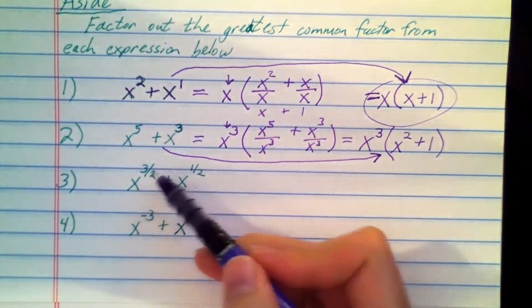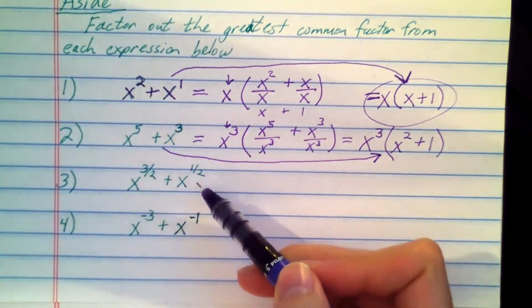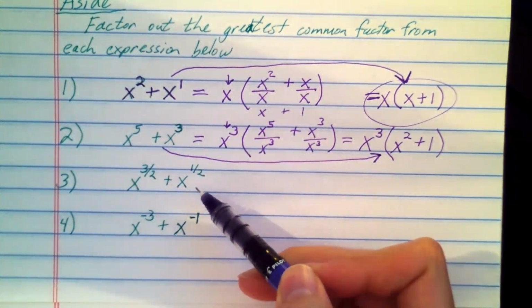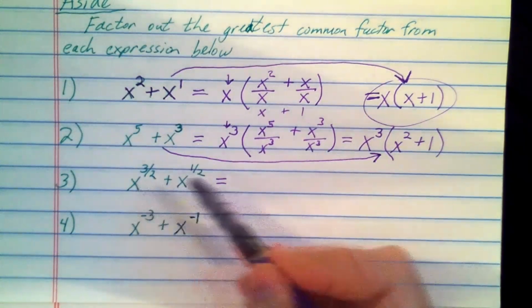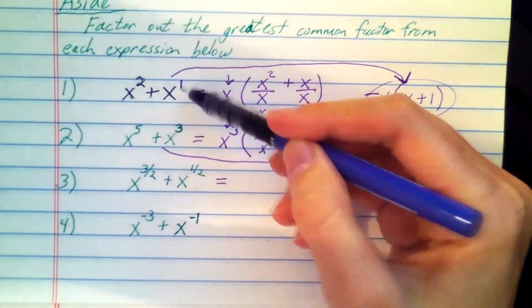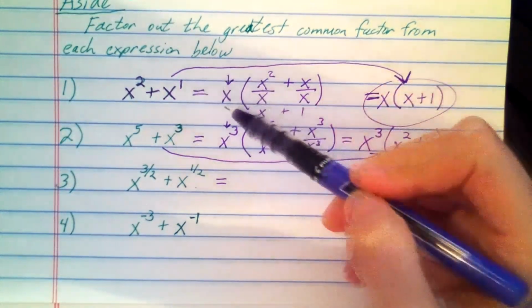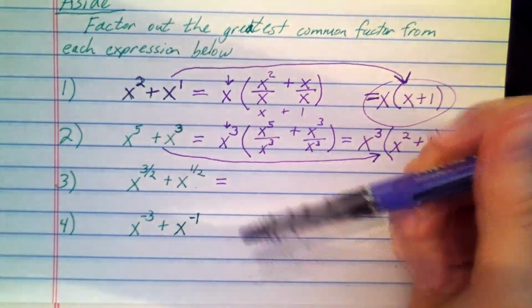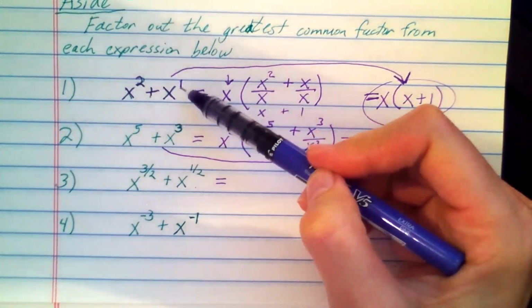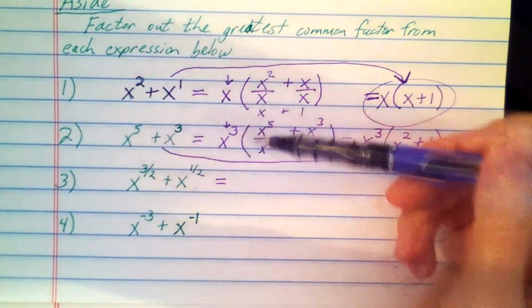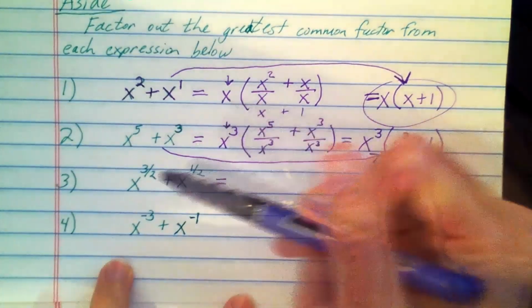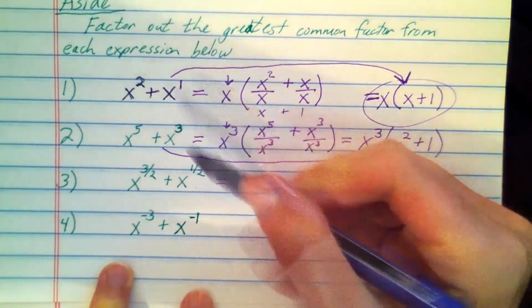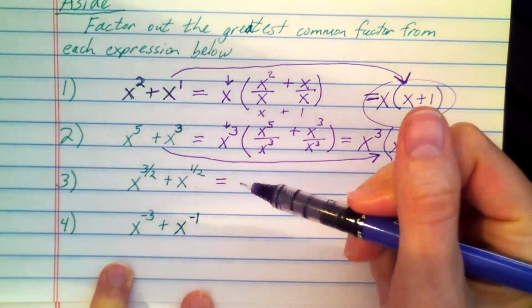If I have x to the 3/2 plus x to the 1/2, and I say pull out the greatest common factor, you really got to think about what that means the greatest common factor is. It's the value of x that divides into both of the powers. But think about it when you had nice powers. What was the value of x you could pull out? It was always the lower of the two numbers. So between 2 and 1, what could you pull out? X to the 1. Between 5 and 3, what could you pull out? X to the 3. 3 is the lower of the two numbers. So when I have x to the 3/2 and x to the 1/2, the 1/2 is the lower value.